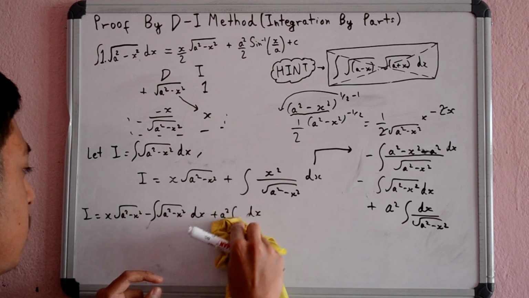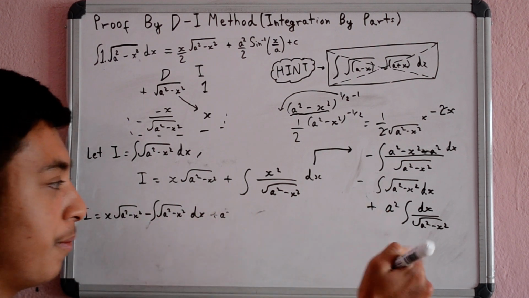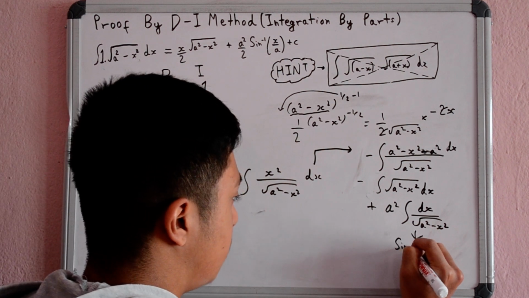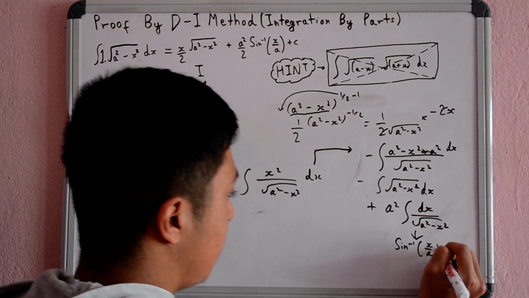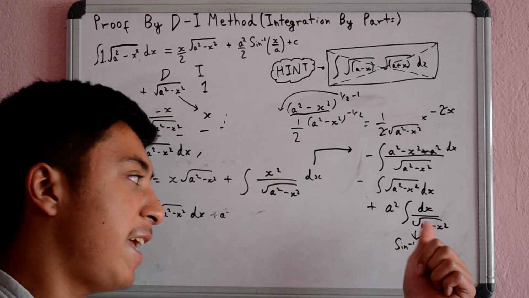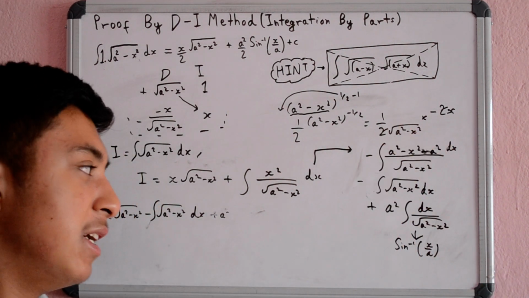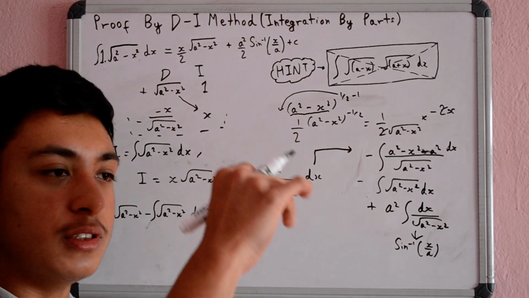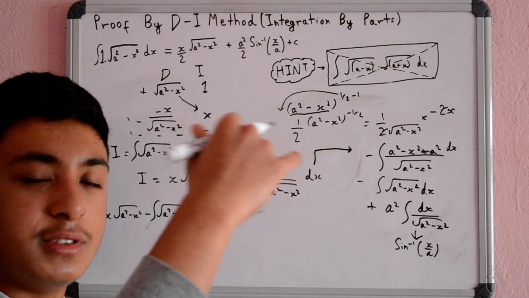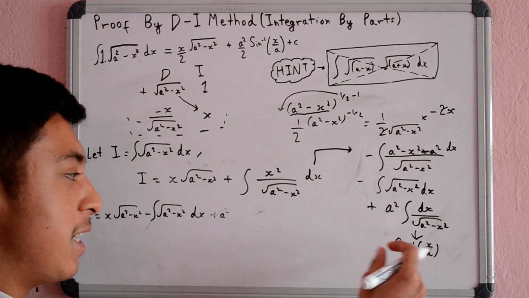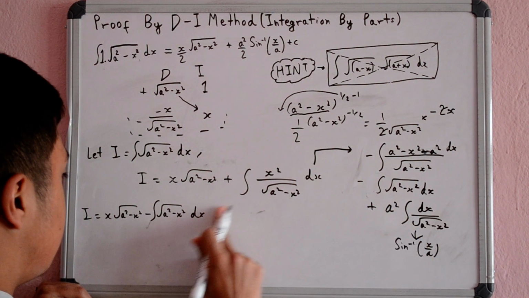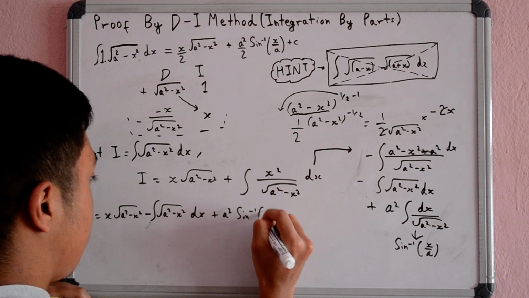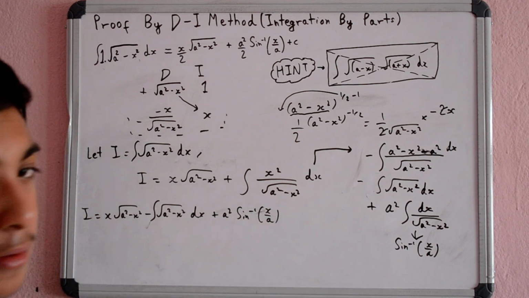Well, we can just solve this integral right here. This is simply sine inverse of x by a. If you want to prove it, just let x equal a sine theta, and very nicely the numerator and denominator will cancel, giving just d theta, which becomes just theta. Theta will be sine inverse x by a. So in fact this is just plus a square sine inverse x by a, and we're almost done.